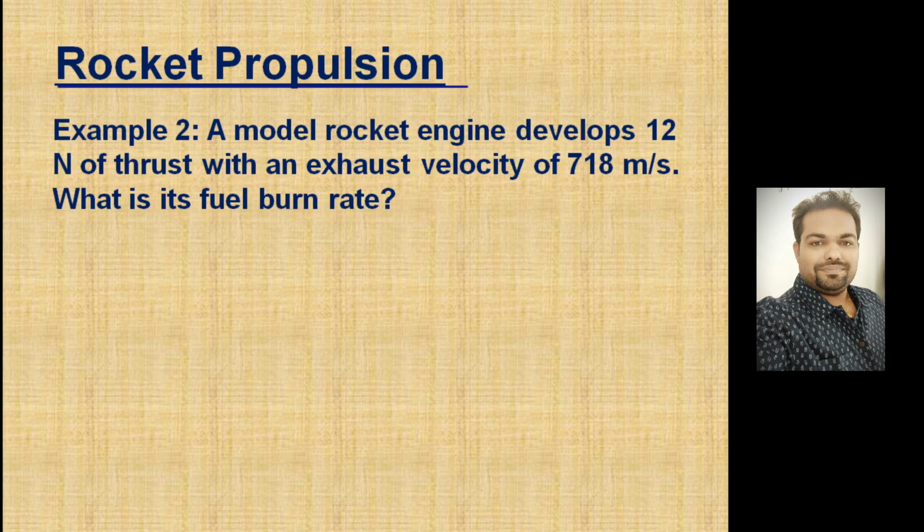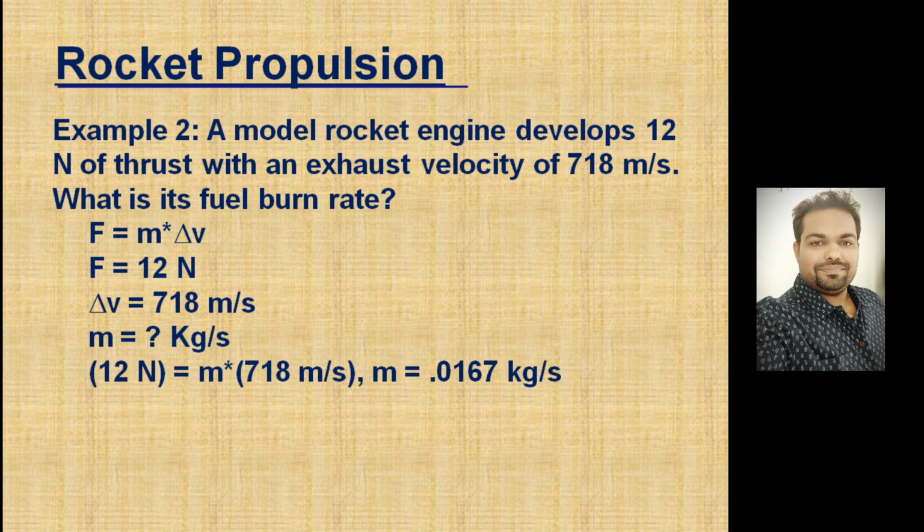Let's see the second example. A model rocket engine develops 12 Newtons of thrust with an exhaust velocity. What is the fuel burn rate? This is a reverse problem. Now you have been provided with the thrust and exhaust velocity, and the mass flow rate is being asked. Simple formula: F is equal to mass flow rate times Cj. You can solve this. It is coming to around 0.167 kilograms per second. So this kind of simple problem will be there. You can easily solve it.